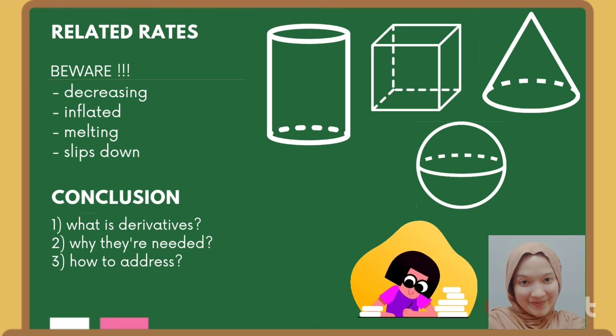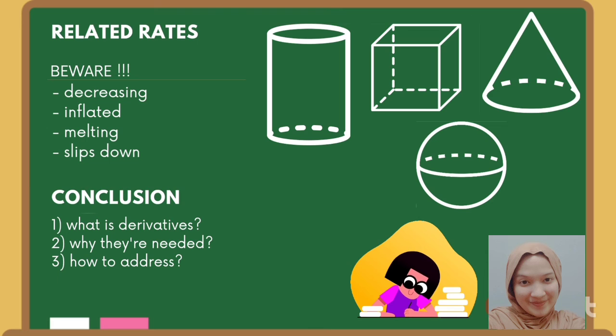Find a rate at which a quantity changes by relating that quantity to other quantities whose rates of change are known. Beware if you find words like decreasing, inflated, melting, and slips down.